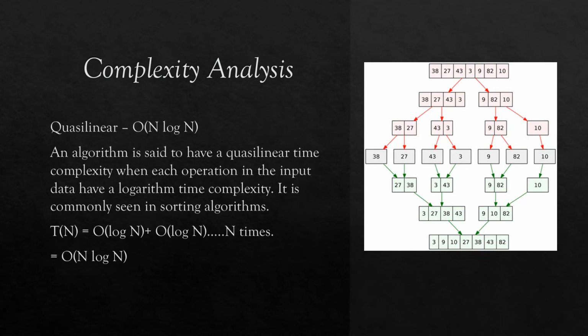Quasi-linear, or O of n log n. An algorithm is said to have a quasi-linear time complexity when each operation in the input data has a logarithmic time complexity. Earlier in the previous slide, we have seen an O of log n algorithm, which is binary search. In a binary search, we are dividing the array into two halves and then searching each half to find the valid element. Similarly, the quasi-linear algorithms follow a similar pattern, divide and conquer.